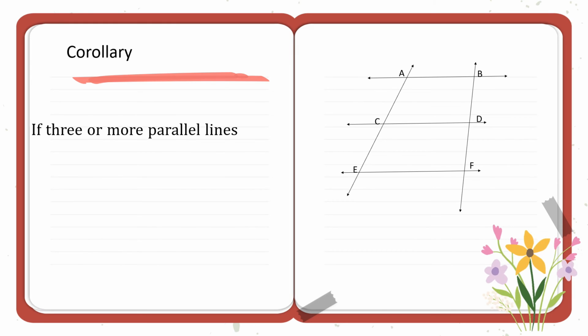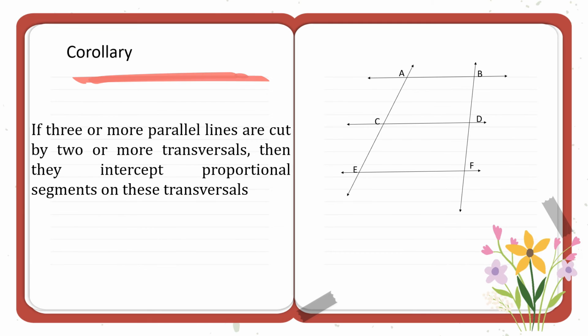So what does it say? If three or more parallel lines are cut by two or more transversals, then they intercept proportional segments on these transversals. So we have AB is parallel to CD and EF. So we can write that as segment AB is parallel to CD and also parallel to segment EF. And these parallel lines are cut by the transversals AE.